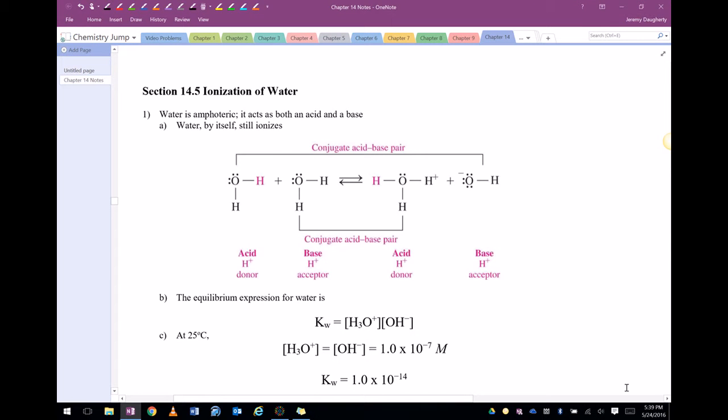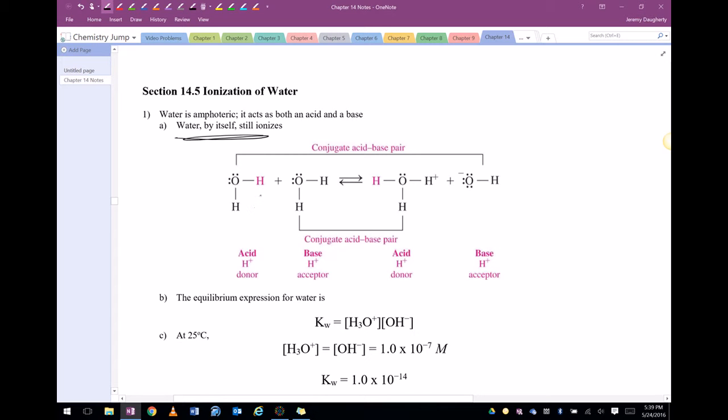Ionization of water. This is where we finally get into this idea of pH, which we haven't even mentioned yet. We're going to talk a little bit about pH in the next couple sections as we're building toward this idea. Water all by itself does what's called auto-ionization. In other words, water can be an acid or base because it's amphoteric.